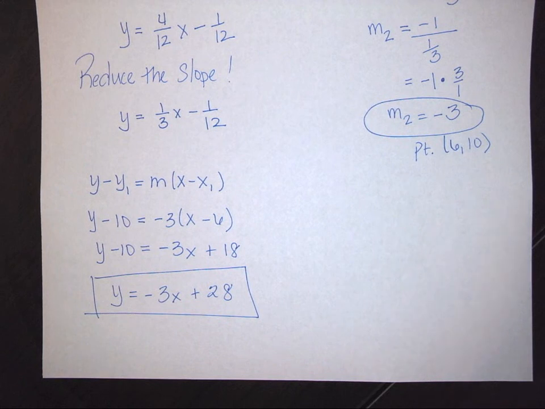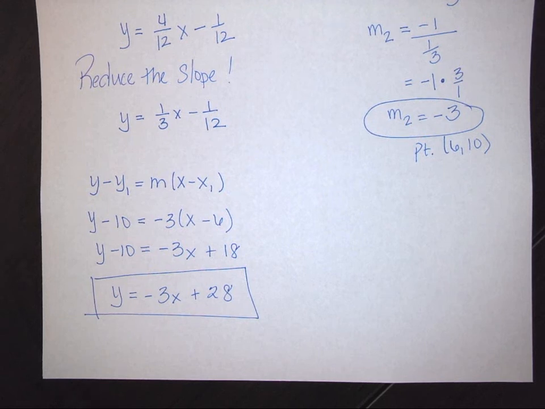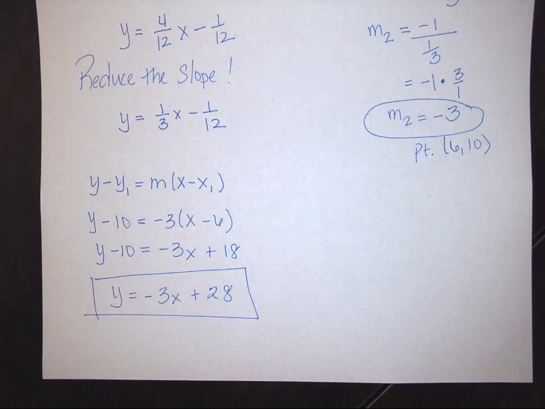Alright, so there you go. That in a nutshell is everything you would need to know in order to get started with parallel and perpendicular lines. Remember, your key definitions: parallel means same slope, different intercept points. Your key definition for perpendicular: opposite reciprocal slopes. As long as you remember those two definitions, you should be able to find lines that are parallel or perpendicular, no matter what information you've been given.